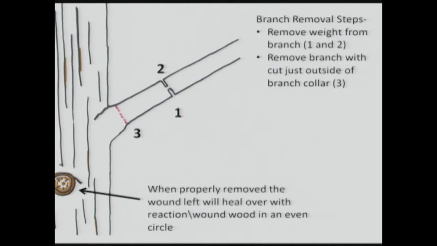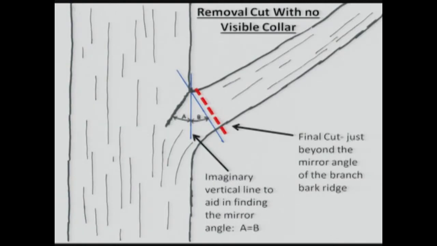Otherwise what can happen is the branch snaps halfway through and peels the bark down the tree with it as it goes. So that's why we take the weight off. If you've made a proper pruning cut, probably within a season or two, you'll see wound wood around the cut, like in the lower left of that picture, that is growing evenly around the cut. So, if you can see the collar, that's the way we do it. We do it just outside the collar.